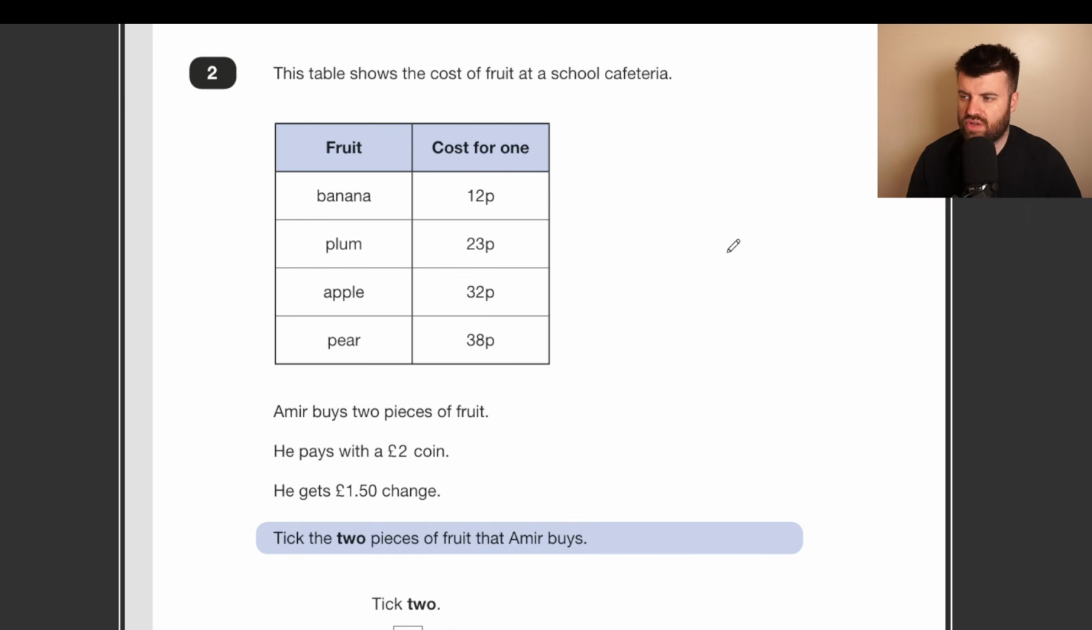Question 2. This table shows the cost of fruit at a school cafeteria. Amir buys 2 pieces of fruit. He pays with a £2 coin and he gets £1.50 change. That's going to be important information in a minute. Tick the 2 pieces of fruit that Amir buys.